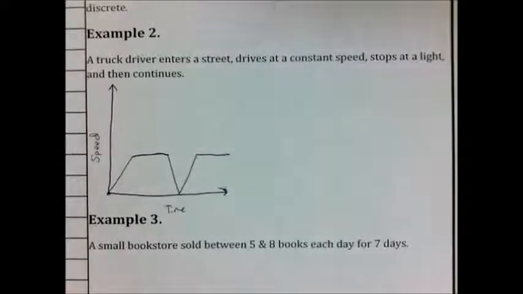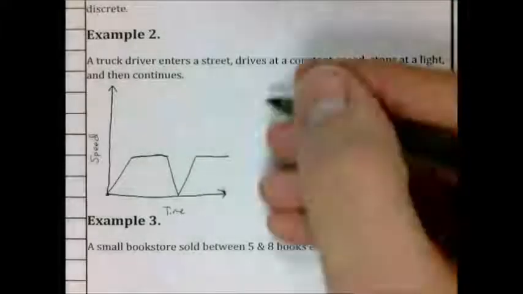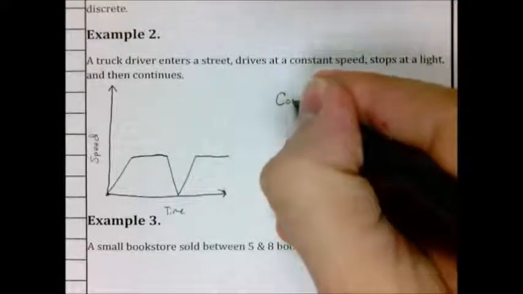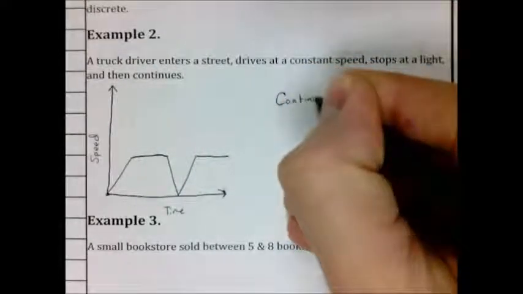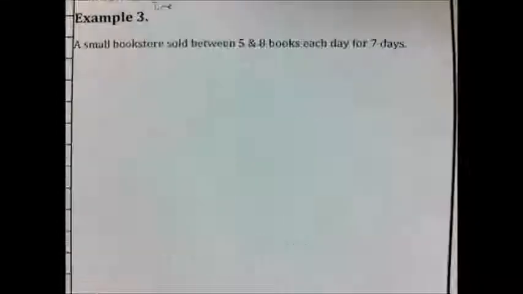Remember, the second part of this is to tell if it's continuous or discrete. This is connected, all the lines are connected and it continues, so this would be a continuous graph. Continuous. So you need to have both parts to answer that question. Example 3 is the same thing. We need to sketch a graph and then tell if it's continuous or discrete.